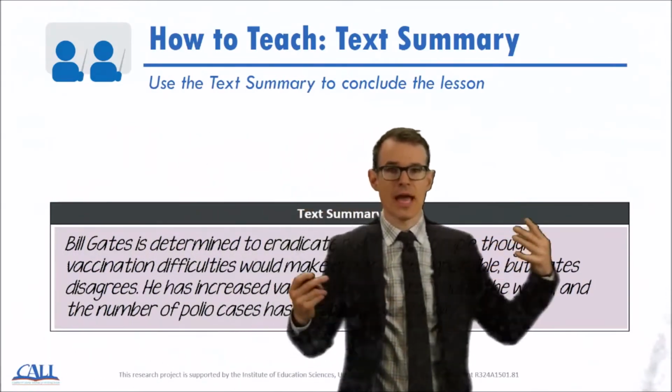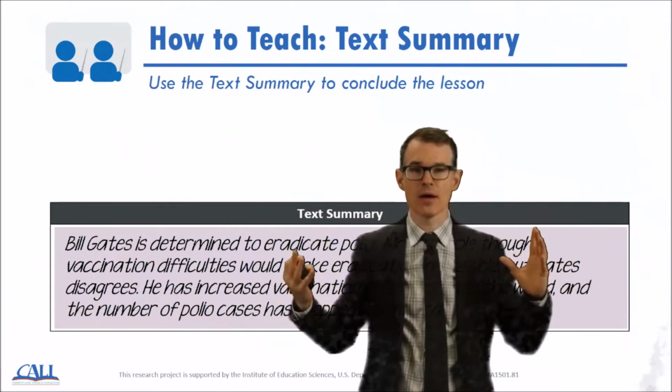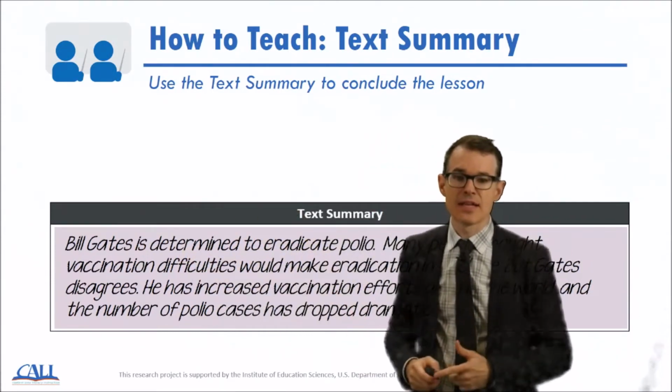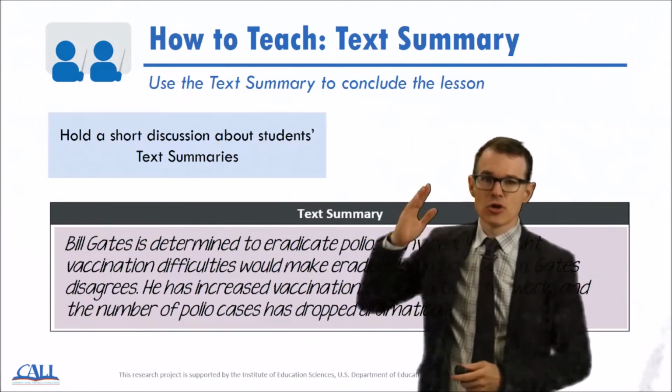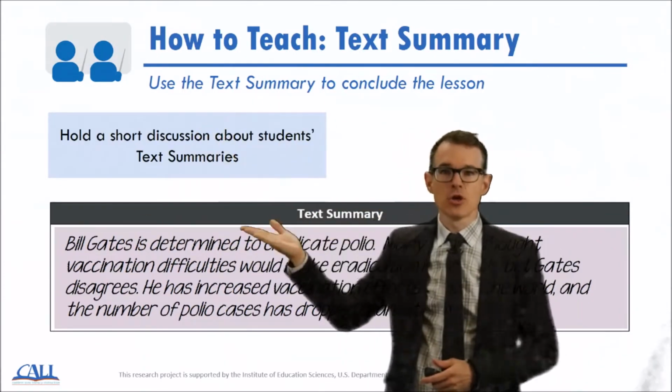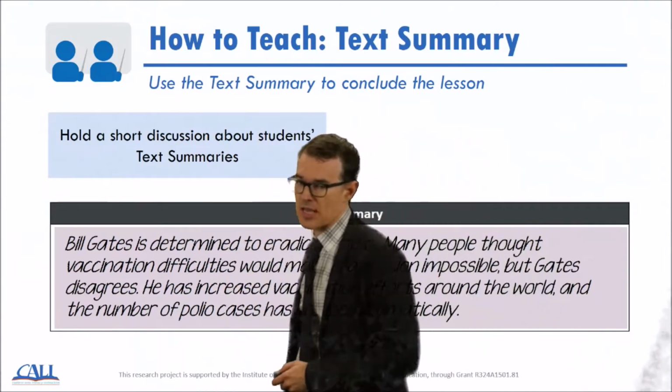This closes out your CALI lesson where you talk about the things that you've been working on with the gist in this particular text, right? And so basically what you're going to do here is, at the end of the lesson, now that you've done all the gists and you've answered the purpose question, you want to talk about the text summaries that students came up with.